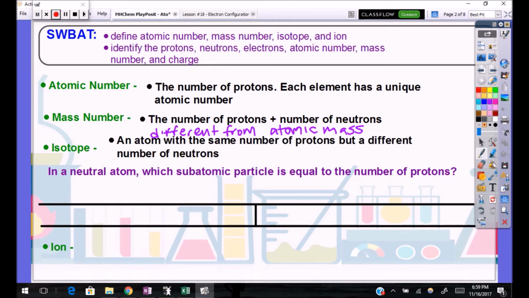Speaking of isotopes, we have isotopes, which are atoms with the same number of protons, but a different number of neutrons. Since they have the same number of protons, we can infer that they're all the same element, just with different masses.